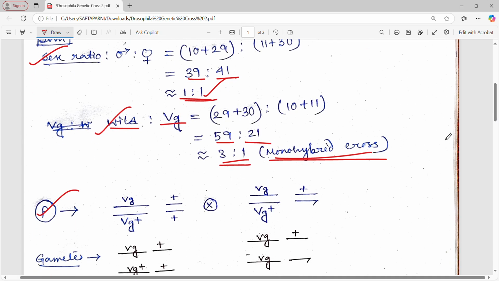So whenever it is a monohybrid cross, that means both the parents should be of heterozygous type. Whenever it is a monohybrid cross, just remember that the parents should be of heterozygous type. Now why? Let's see.